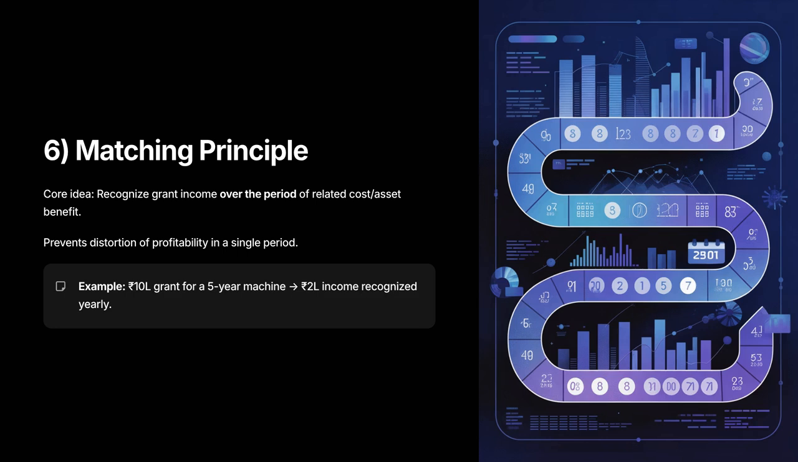And matching principle. This principle is the heart of the standard. It says, recognize the grant income over the same period as the related cost or benefit. Imagine you receive a grant of 10 lakh rupees to buy a machine that lasts 5 years. You shouldn't record all 10 lakh as income today. Instead, you spread it, 2 lakh each year, matching it with the depreciation of that machine. That keeps profits realistic and avoids misleading spikes.